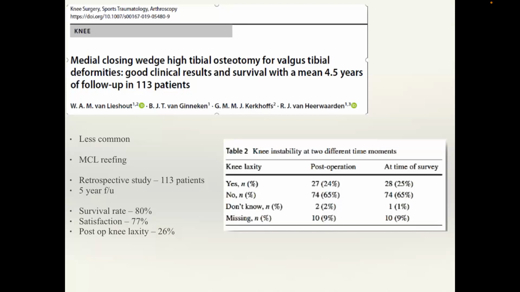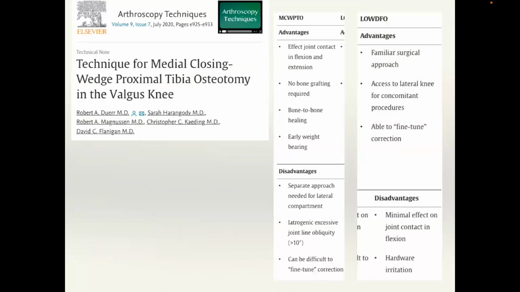And post-op laxity of the knee is seen in 26% of patients. A study done by Robert et al. compared the medial closing wedge proximal tibial osteotomy and lateral open distal femur osteotomy. The advantage of the medial closing wedge is there is no need for bone grafting, bone-to-bone healing is good, and we can make the patient early weight bearing.